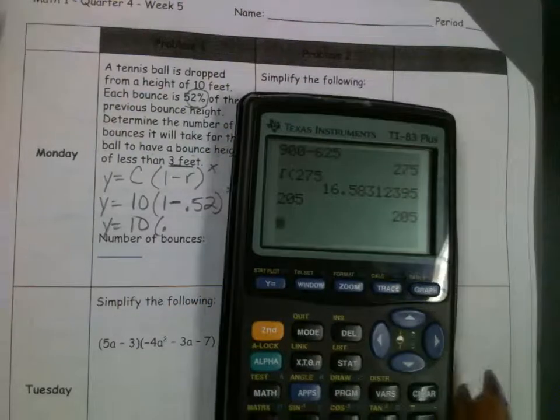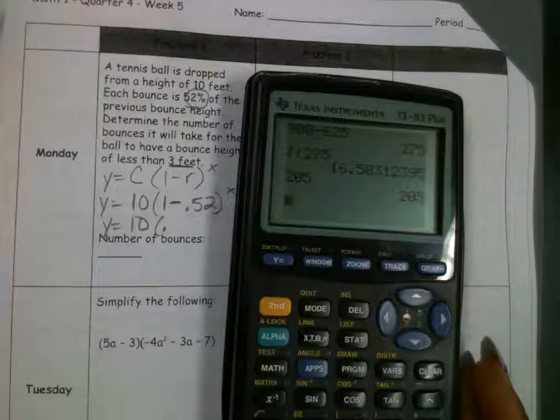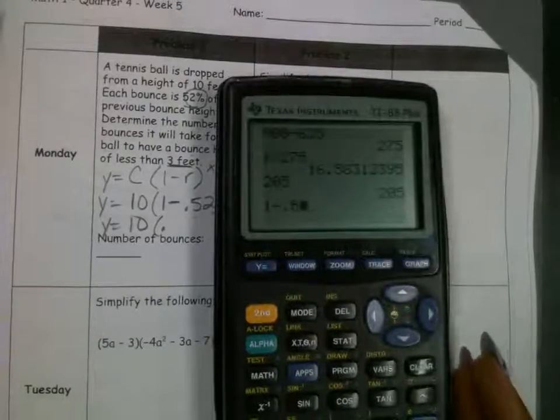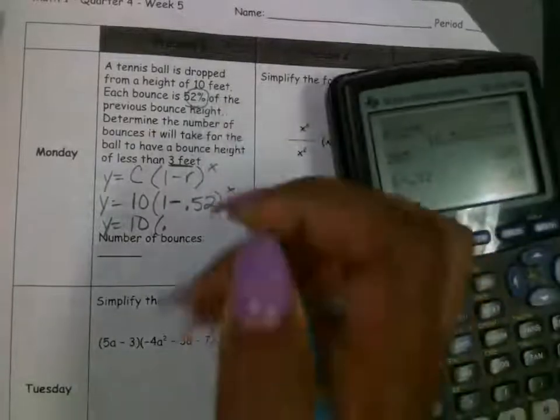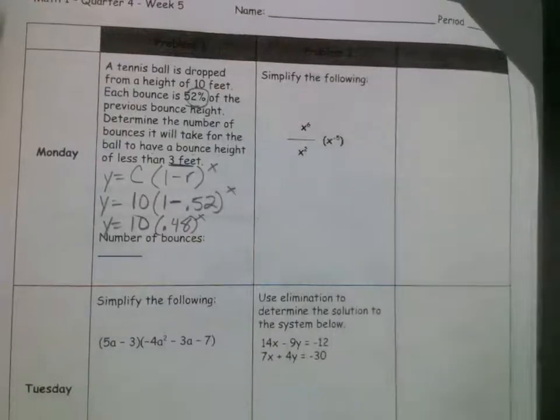Yes, you can. Just go collect yourself, please. So we got 1 minus 0.52. Okay. So that gives you 0.48. We said that. I'm sorry. Jesus help me. All right.